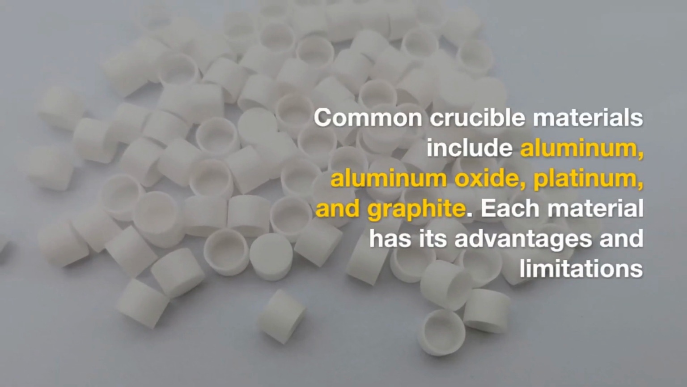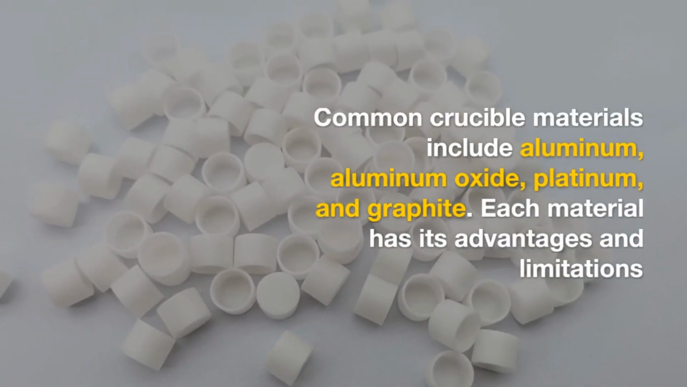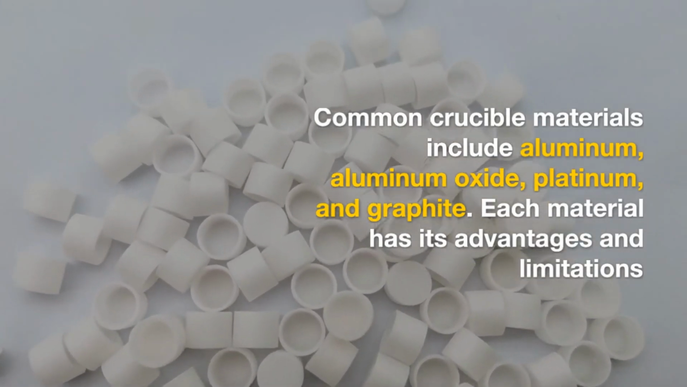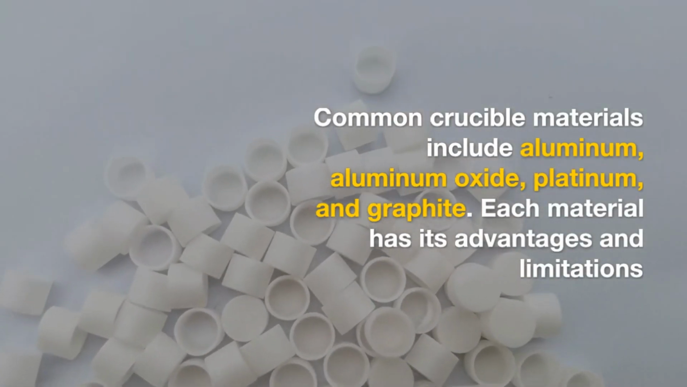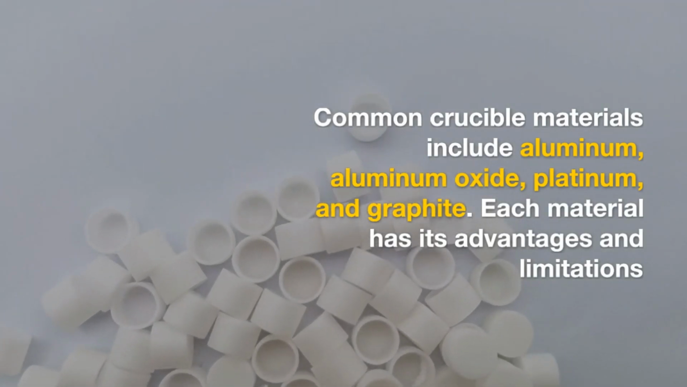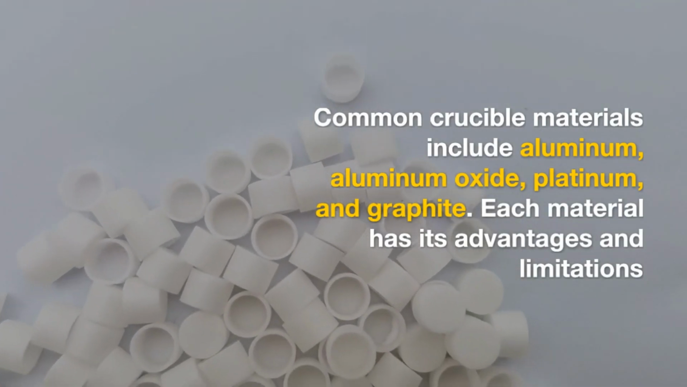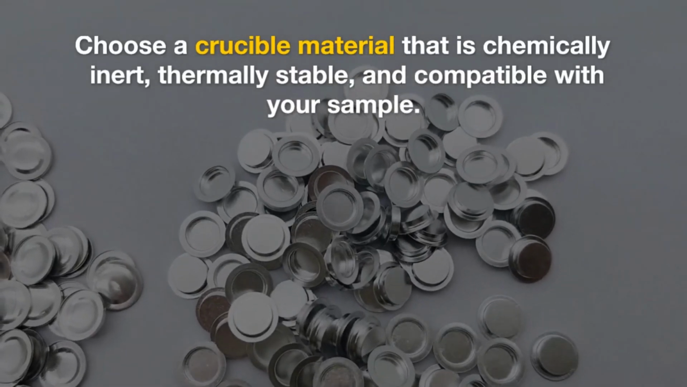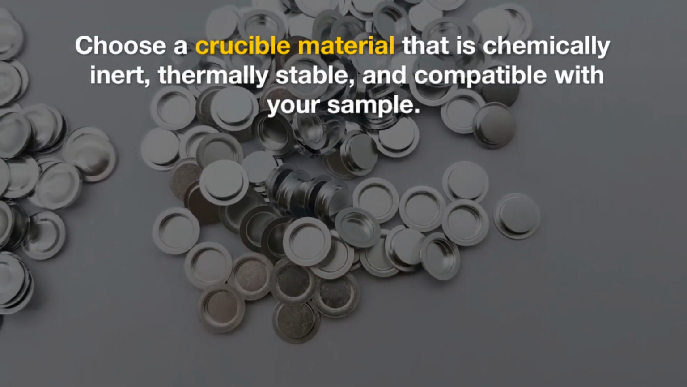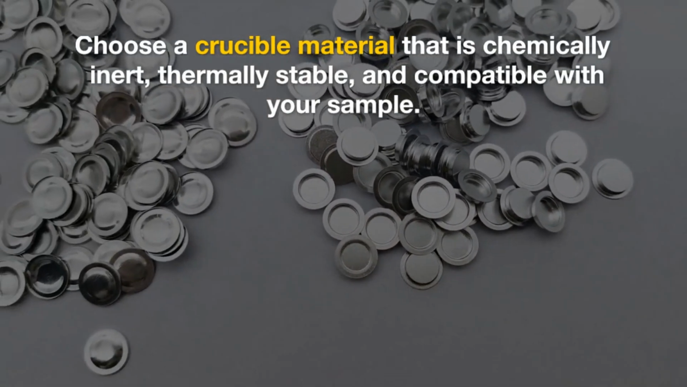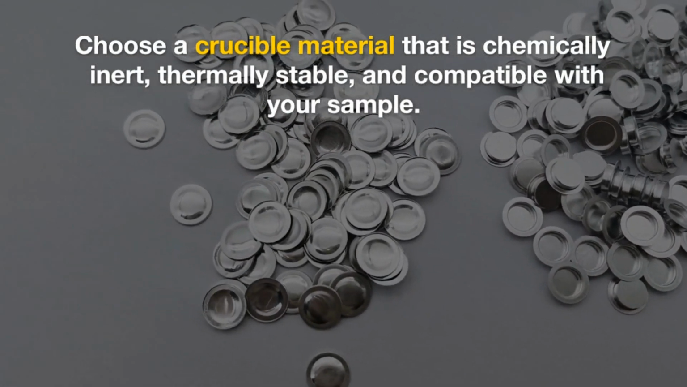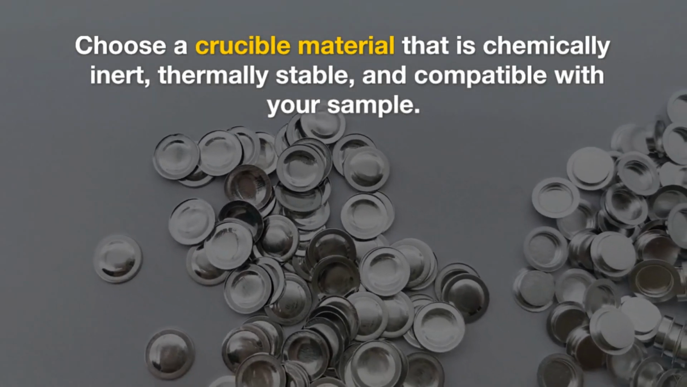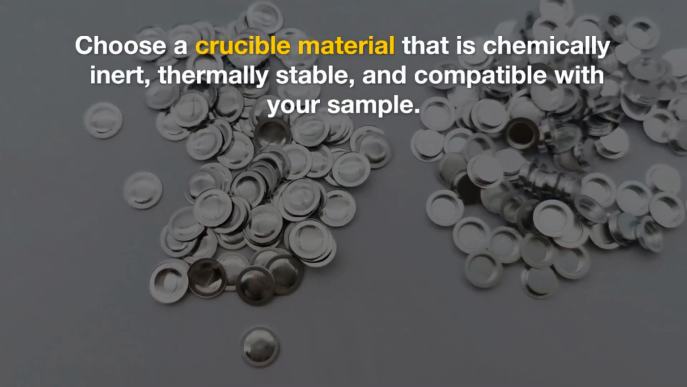The choice of crucible material is crucial as it determines the compatibility with the sample material and the temperature range of the experiment. Common crucible materials include aluminum, aluminum oxide, platinum, and graphite. Each material has its advantages and limitations, such as chemical resistance, reactivity, and thermal conductivity. Select a crucible material that is chemically inert, thermally stable, and compatible with your sample.